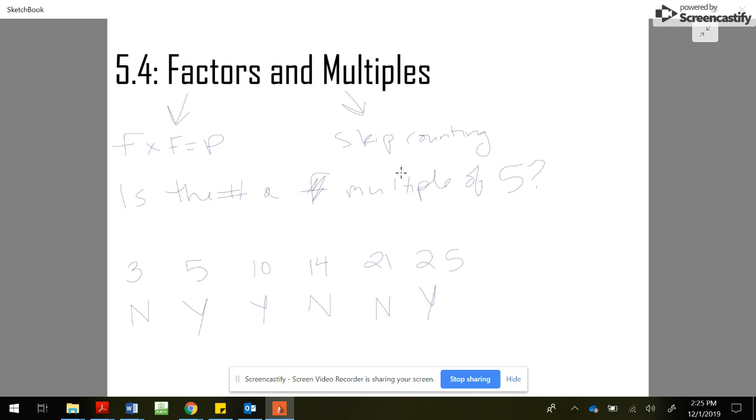Really the hardest part about factors and multiples together is just the wordage and remembering, okay, with factors, what do I do? With multiples, what do I do?